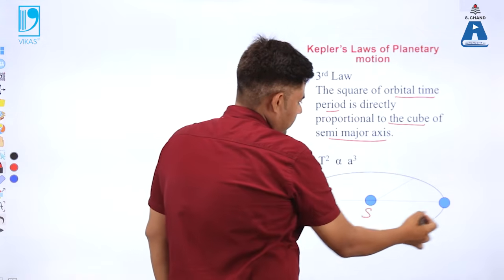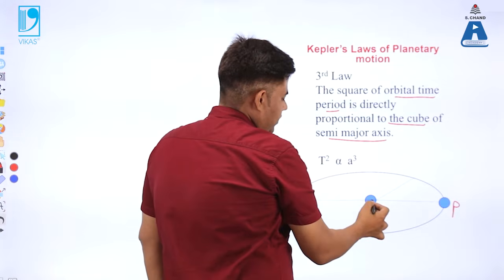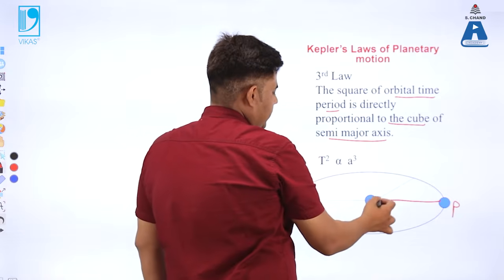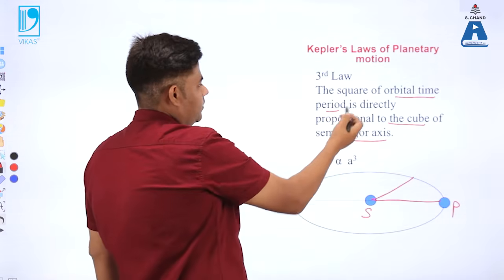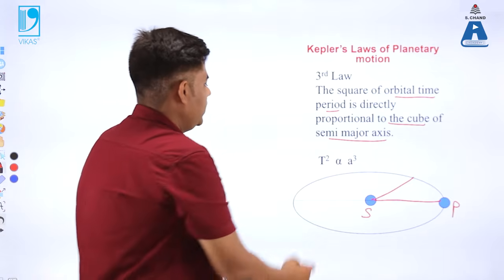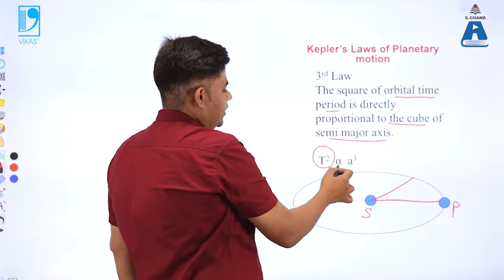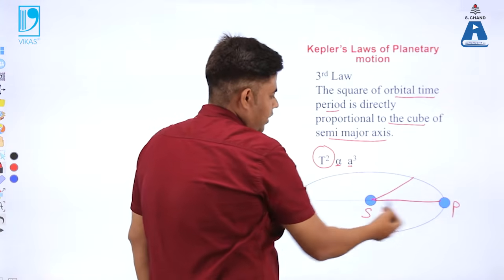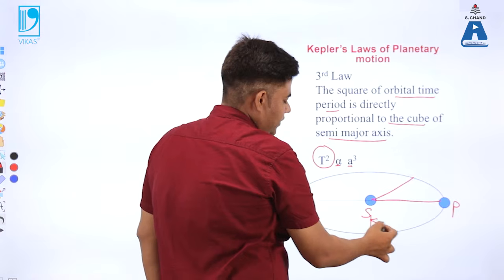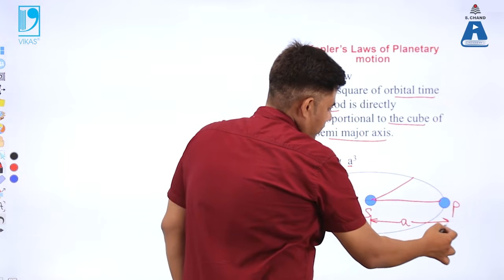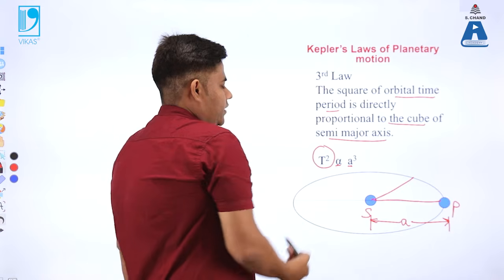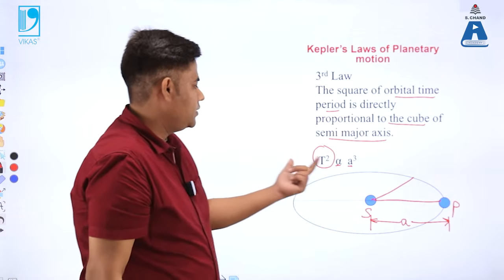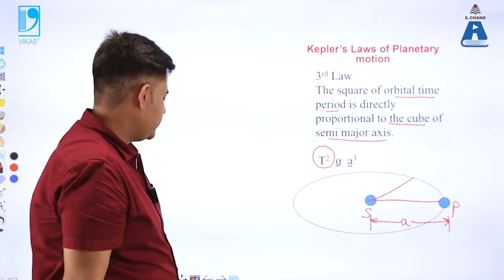So let's say this is the sun and this is the planet, and you have a distance between the sun and the planet, and there is a particular time period. So what is that time period? That time period is the orbital time. That orbital time squared is directly proportional to the cube of the semi-major axis. So let's say this is the major axis of the ellipse, and half of the major axis of the ellipse is denoted by this term a. The square of the time period is directly proportional to the cube of the semi-major axis. So this is the third law.